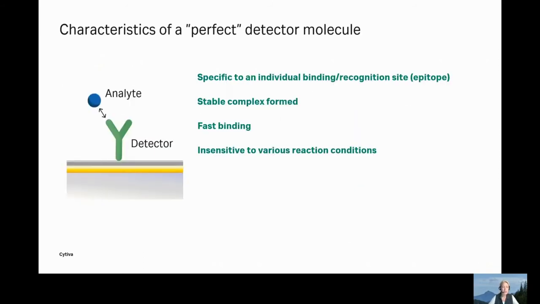What are these characteristics of a perfect detector molecule? First of all, the detector needs to be specific for an individual binding site on the respective analyte to not cross-react with other molecules in your sample. A very stable complex should be formed because the signal will last longer and such complexes will be resistant to washing steps in the assay. A fast binding is advantageous since it allows short incubation times for the assay. And finally, the binding of a perfect detector should be insensitive to various reaction conditions.